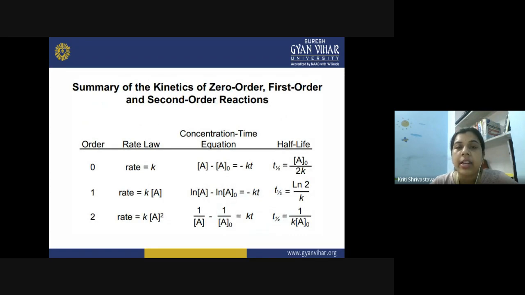Now let us summarize our findings from the previous two lectures, and also regarding the half-life. This is a table summarizing the kinetics of zero order, first order, and second order reactions. Third order and higher reactions are so uncommon that we will restrict our discussion up to the second order reaction. This is the order of the reaction mentioned here: 0, 1, 2.